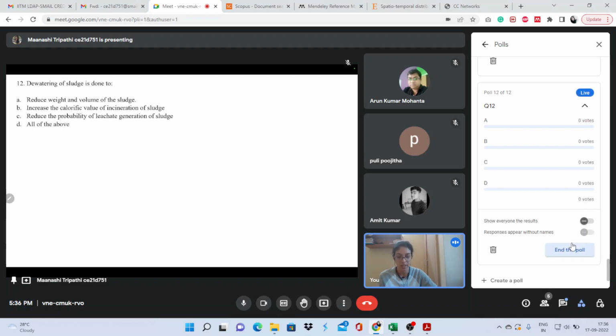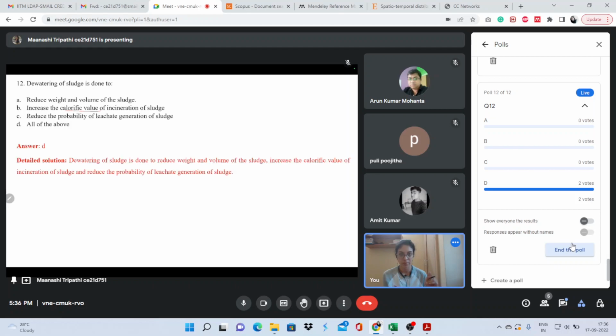Dewatering of sludge is done to reduce weight and volume of sludge, increase the calorific value, reduce the probability of leachate generation of sludge, or all of the above. This is a very easy question. So this is the answer. All of you are correct. Answer is all of the above. Dewatering of sludge is done to reduce weight and volume. Yes. Increase the calorific value.